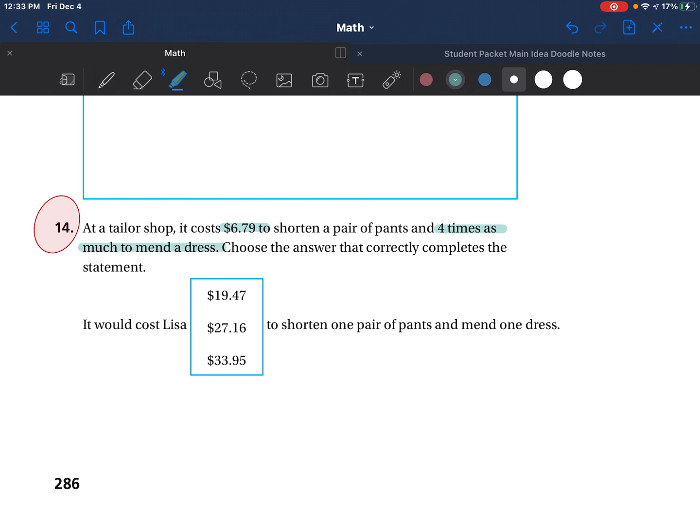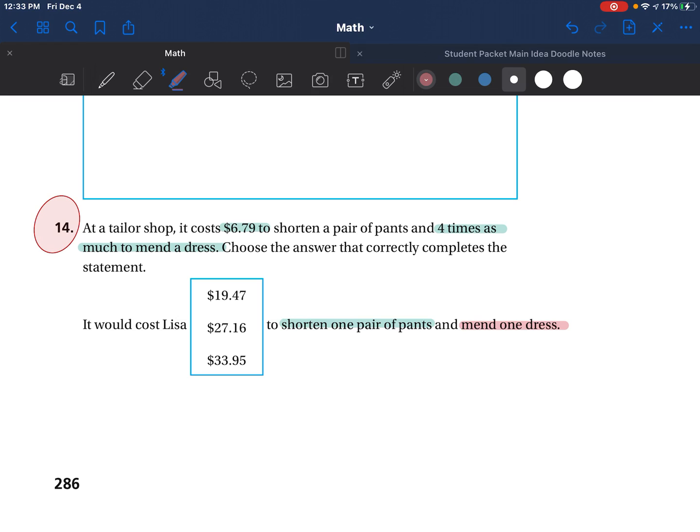This problem gets my kids every year, so I beg of you to listen to me, and I want you to take note of this so that when you take your test, you don't mess up this problem. It says, it would cost Lisa blank to shorten 1 pair of pants and mend 1 dress. So it's asking us the price to do 2 things. A lot of people only read half of the problem and be like, oh, it's just shorten a pair of pants. That's easy. No, it isn't. It's asking us 2 different things. So you've got to be really careful with that.